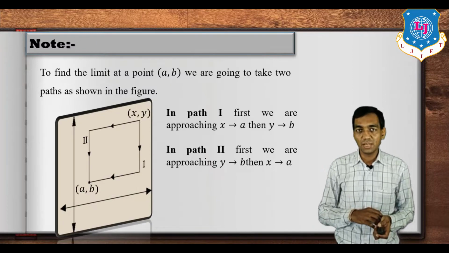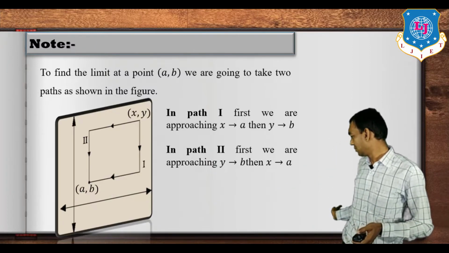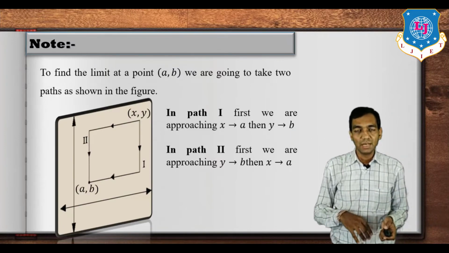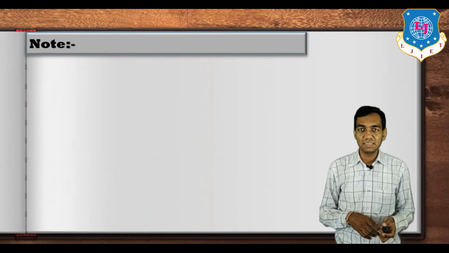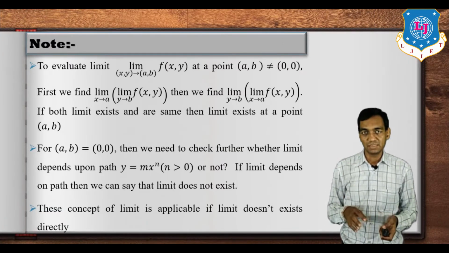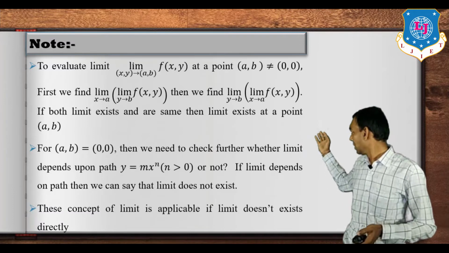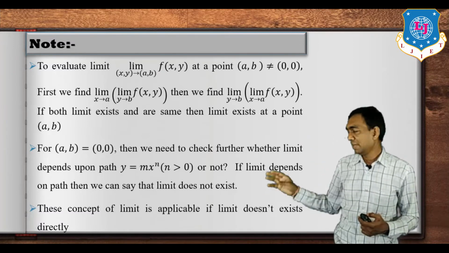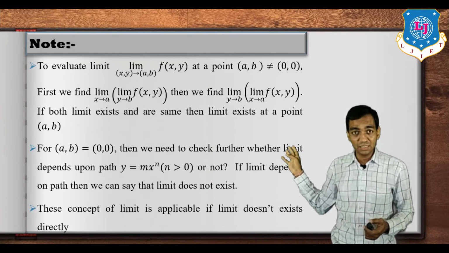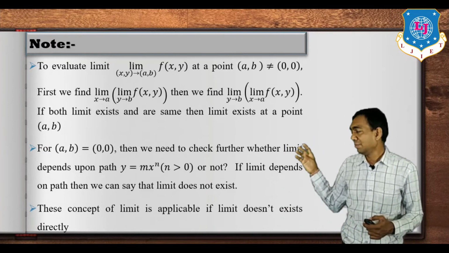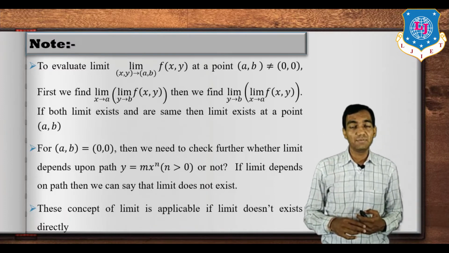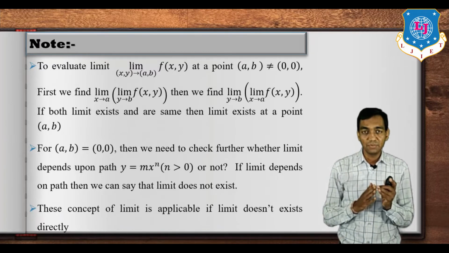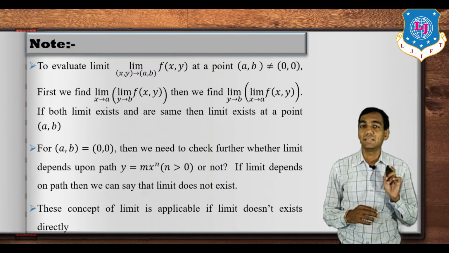That means you are applying the limit where first x tends to a, then y tends to b. Secondly, first y tends to b, then x tends to a. If both limits exist and are the same, then we check whether the limit exists or not. That means for a non-zero point (a, b), we find the iterated limits: limit x tends to a of limit y tends to b of f(x, y), and limit y tends to b of limit x tends to a of f(x, y). If both exist at the point (a, b) and are the same, then we can say that the limit at the point (a, b) exists.